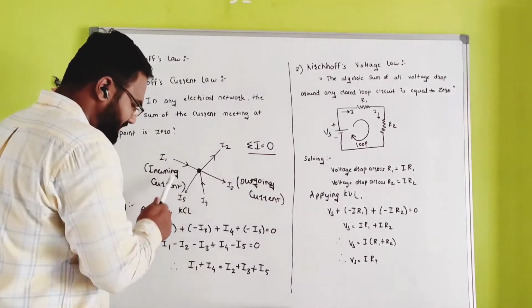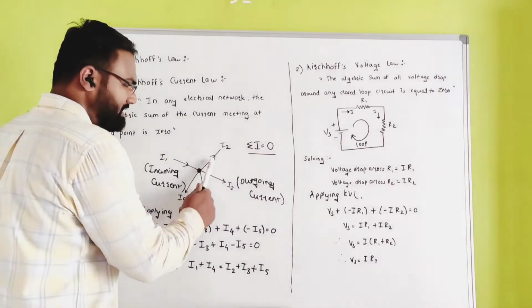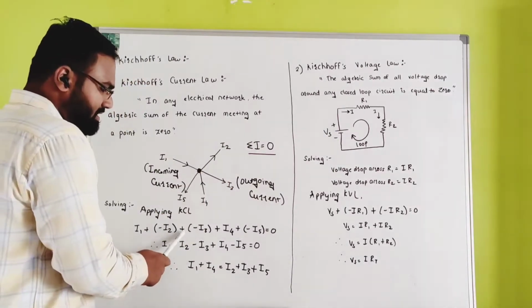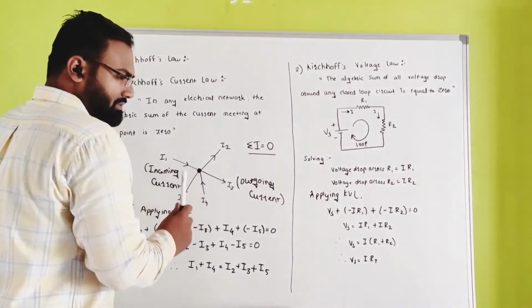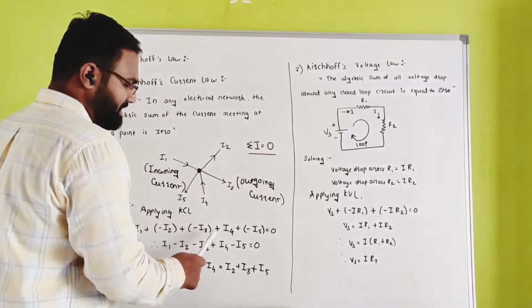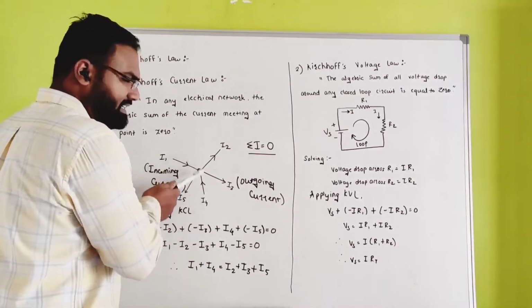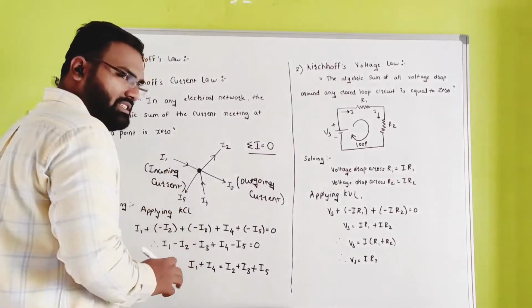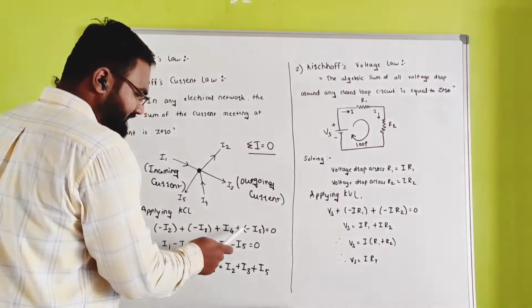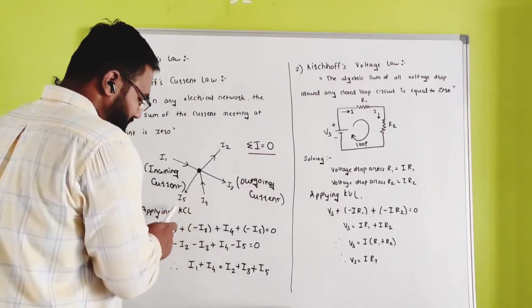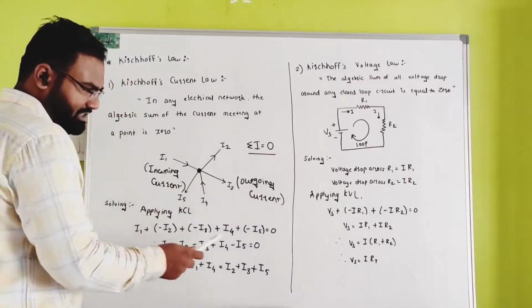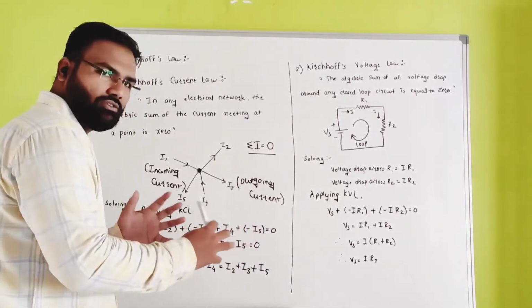This is entering, that's why we have given the positive sign. This is leaving, so we have to give the minus sign. Plus I3 is also leaving, so minus I3. Plus I4 is entering, so I4 stays plus. After that, I5 is leaving. You can see here, I5 is leaving. Hence minus I5, and all is equal to 0.